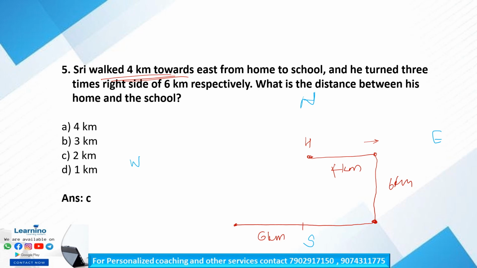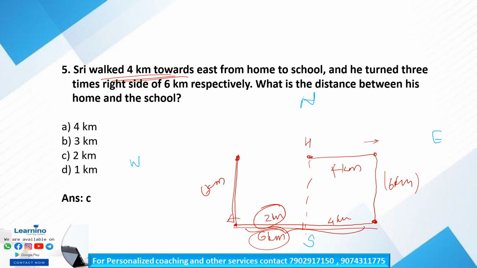So this is 4 kilometers and 2 kilometers, 4 plus 2 is 6 kilometers. Then now he is facing the west. Again he turned 6 kilometers. 3 times he turned right side of 6 kilometers. So this is 6 kilometers, this is 6 kilometers and this is 6 kilometers. So 6 can be divided into 2 parts, 4 kilometers here and 2 kilometers here. So 4 plus 2 is equal to 6.